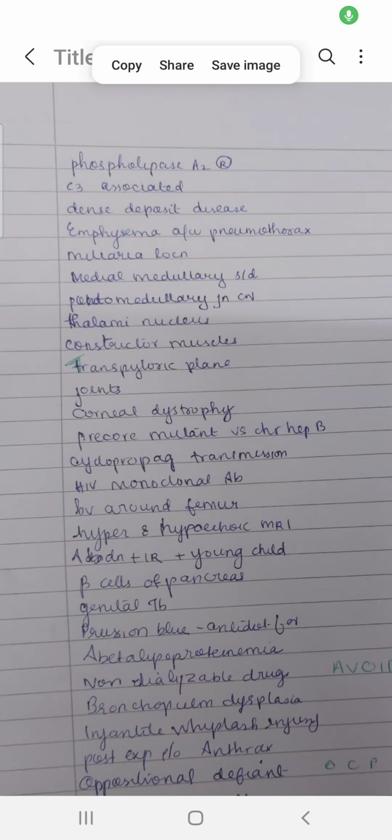So this is a mission towards NEET PG 2025 to grab a very good rank, and we will learn a few points every day. So let's start.